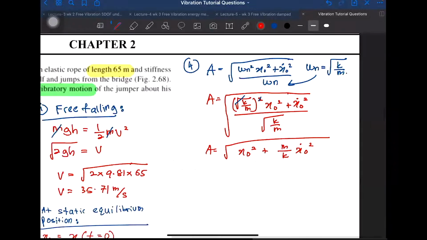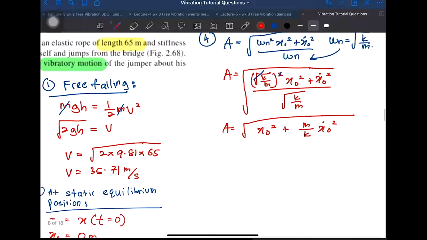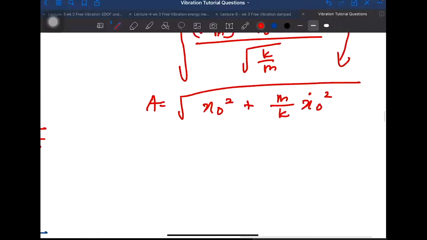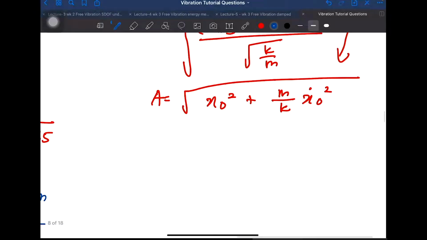Okay. I'll send you the full PDF of the solution later. I just want to save time, but simplify from here to here, you'll get the last equation here. All right, and then once you have this equation for A naught, you can just substitute all the values that you have.